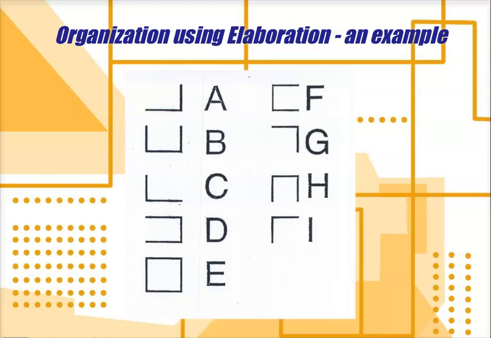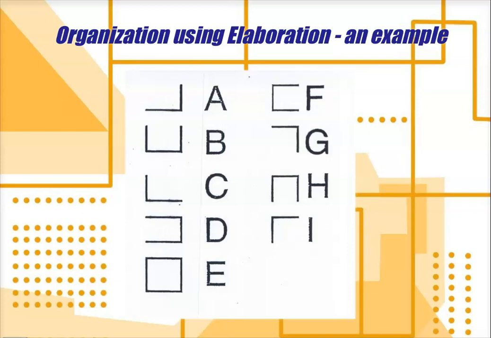Here's a great example of organization using elaboration. Let's say that I told you that I was going to ask you to decode. I was going to do one of those psychological tests where I'm going to give you a bunch of symbols and you have to decode them into letters. And here are the symbols and here are the letters. Now, the trick is, though, you can't look at the code. So about how long do you think it would take you to memorize what all those letters were for that code? Most people will say something like it might take 10 minutes, maybe 15 or 20 minutes.